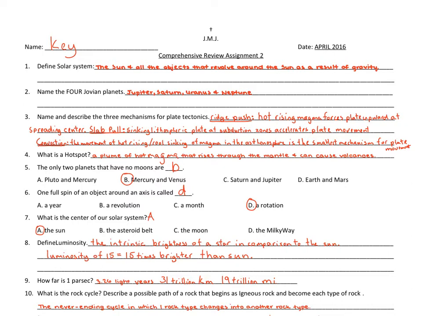Good. Mantle convection. A lot of people think this is the primary source, but this is what's going on in the mantle as you have hot magma rising, cooling, and sinking. This is actually the weakest of the 3 mechanisms. Good. What is a hot spot?